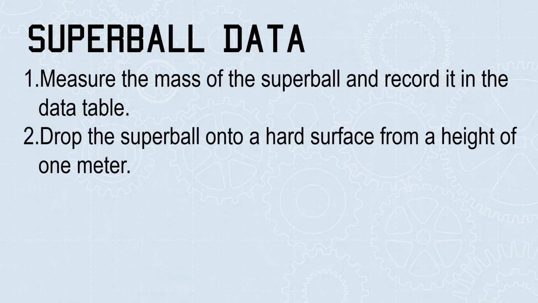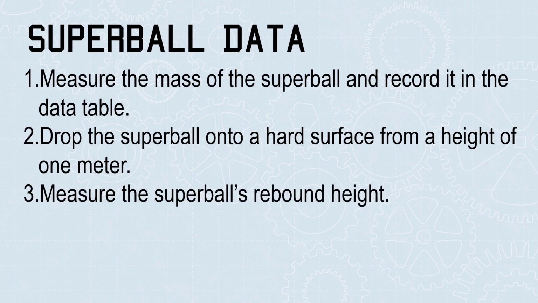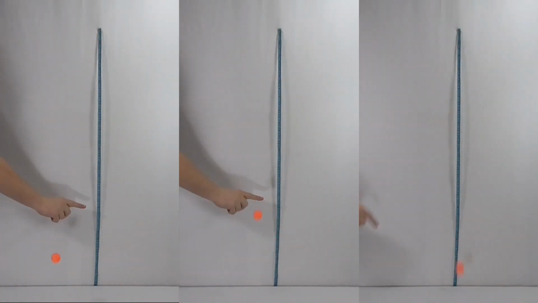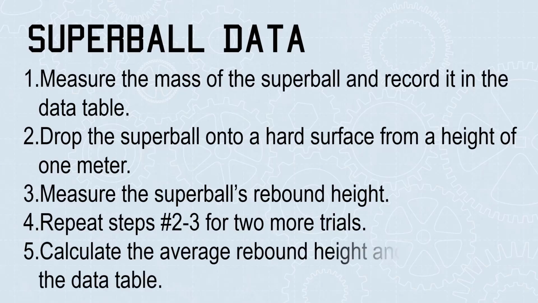2. Drop the SUPERBALL onto a hard surface from a height of 1 meter. 3. Measure the SUPERBALL's rebound height. 4. Repeat steps 2 and 3 for 2 more trials. One person drops the ball, one person measures the height. 5. Calculate the average rebound height and record it in the data table.